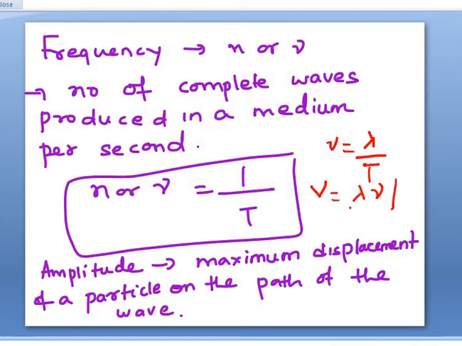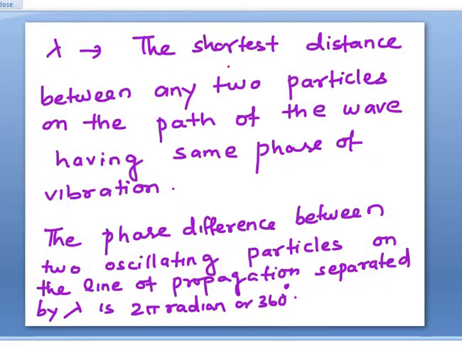So this is again a very basic definition which you know already. For convenience, if you are confusing between v and nu, you can write this as c also. But again, since we are using c for the speed of light, we will use v for velocity. Now here we have again discussed lambda is the shortest distance between any two points on the path of the wave having the same phase of vibration.